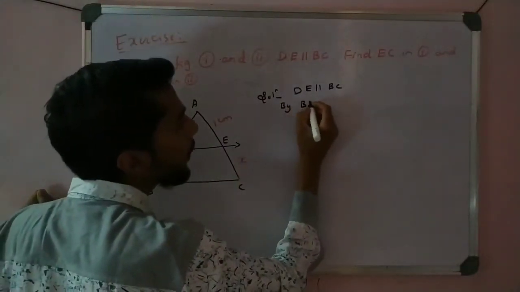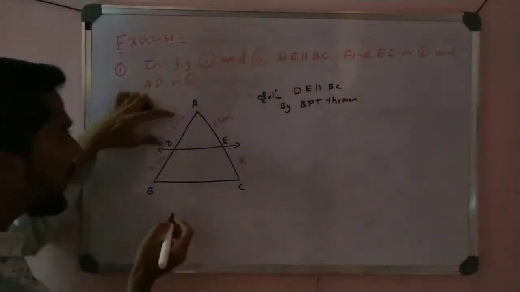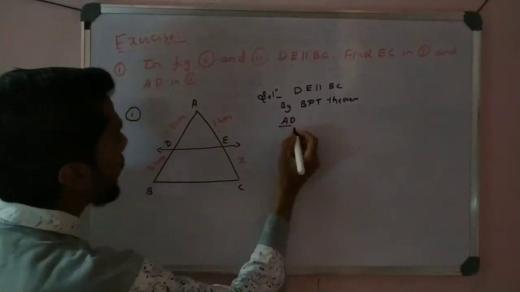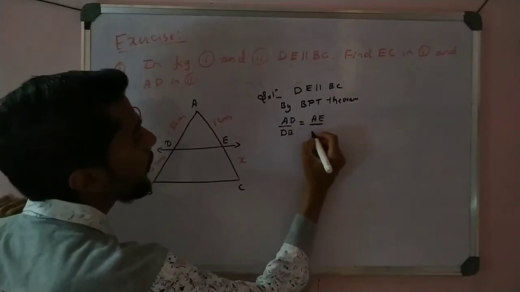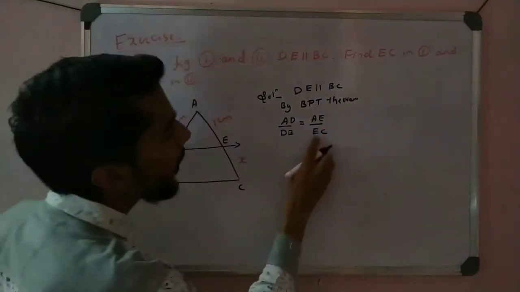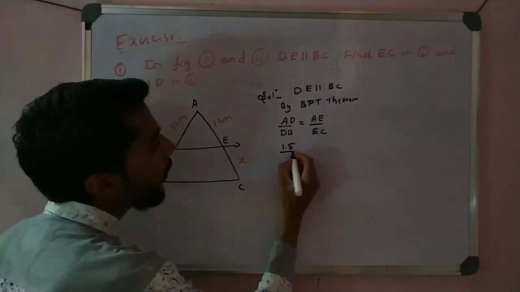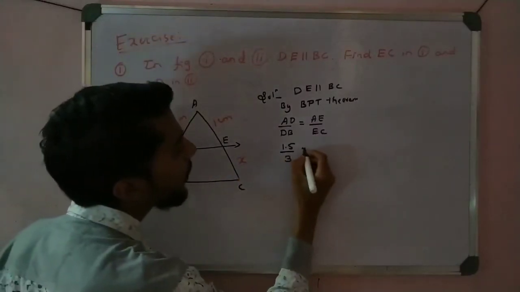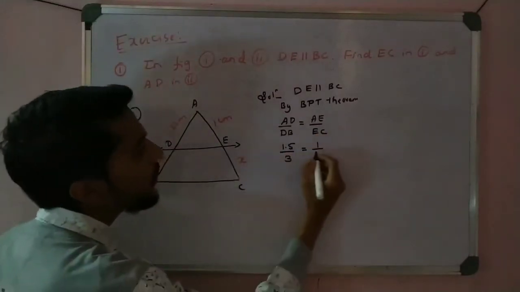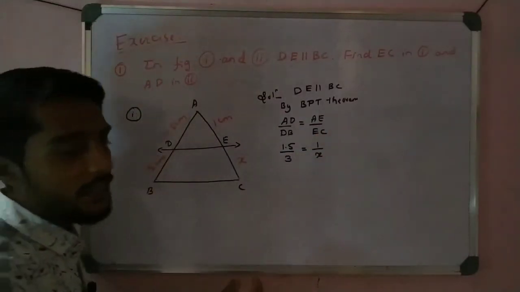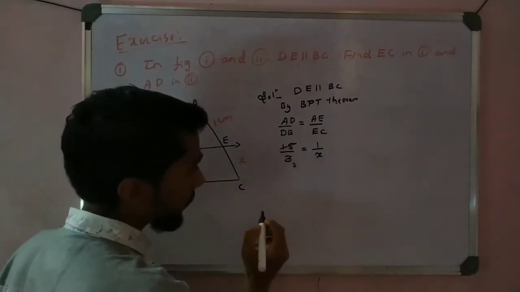So if DE is parallel to BC, we apply the BPT theorem. What does the BPT theorem say? AD is proportional with DB and AE is proportional with EC. So we have to find the value of EC here. AD is equal to 1.5, DB is equal to 3, AE is equal to 1, and EC we take as X. Or put EC as it is, your choice.